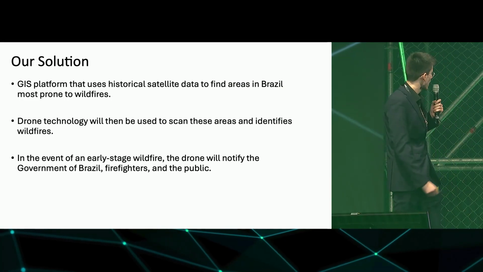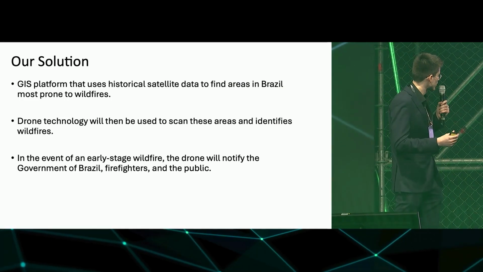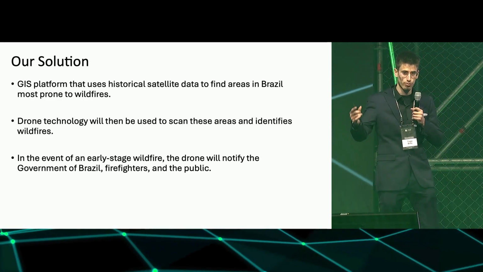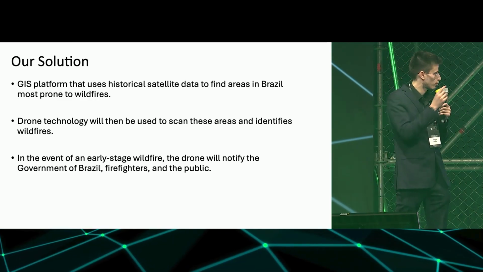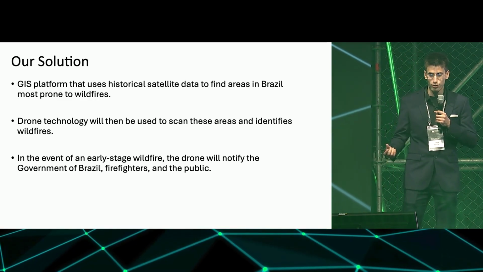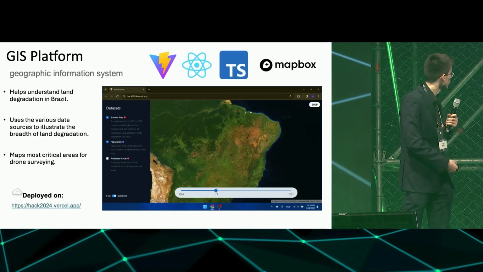Our solution is to create a geographic information system platform that uses satellite data to find the areas in Brazil that are most prone to this. We will then send drones to scan and confirm the wildfires. And in the event of wildfire, we will notify the government of Brazil, the firefighters, and the public.